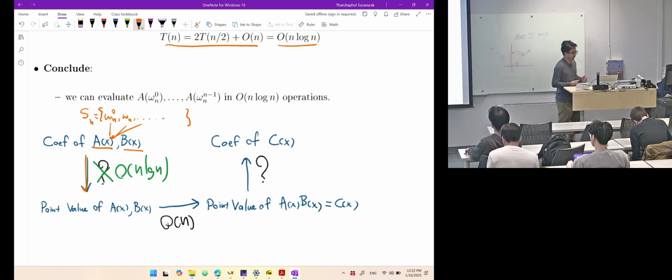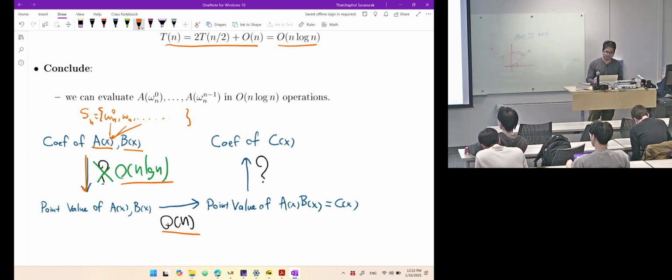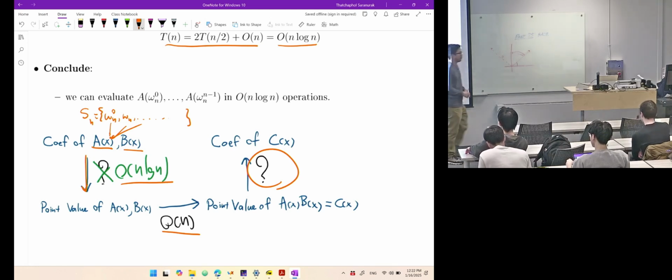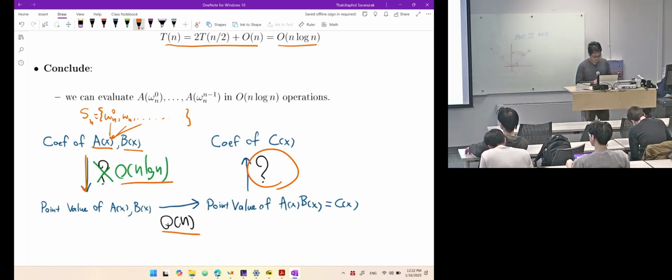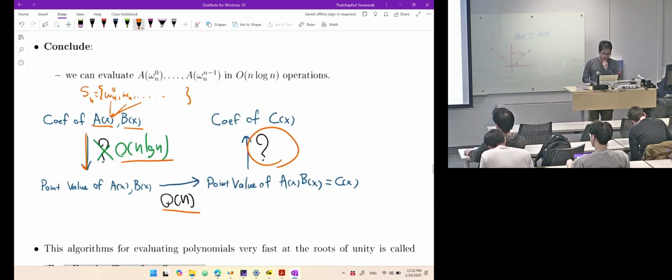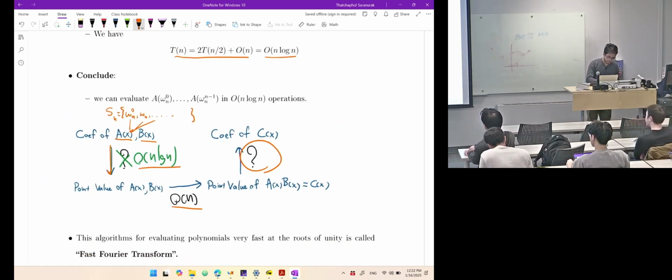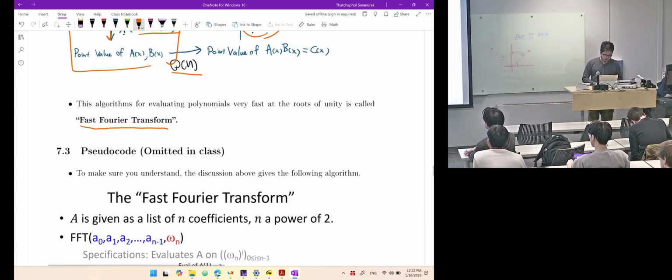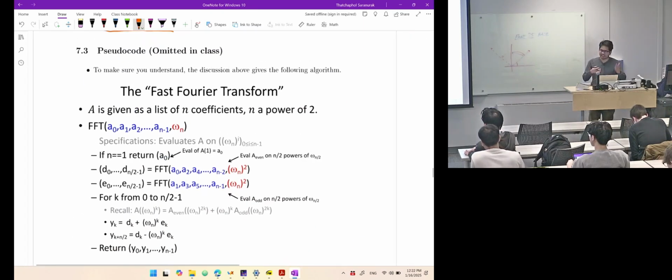Okay. So we are done with this first step. The second step is easy. What about the third step? It's going to be the case that it's almost the same algorithm as this one, and let's see why. By the way, this step here is what people call the fast Fourier transform. I put the pseudocode in case you want to understand everything in more detail, but I will skip it in class.